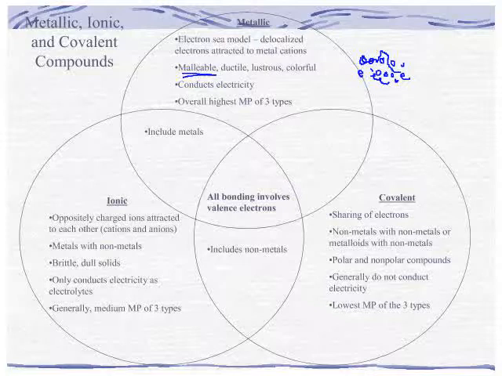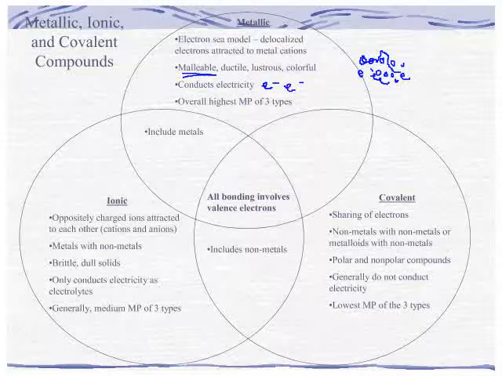Ductile means you can pull it into a straight, thin wire. Because those electrons are moving around so much, that's why they conduct electricity. And of course, the metallic compounds have the highest melting point of the three types that we talk about.